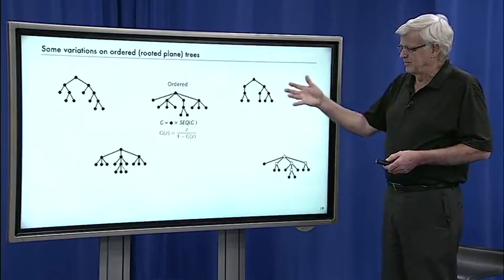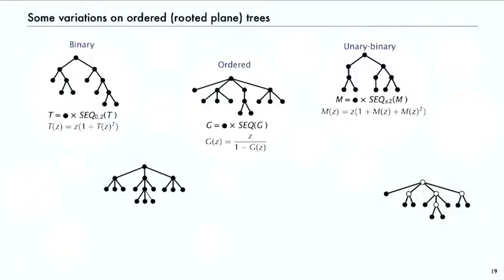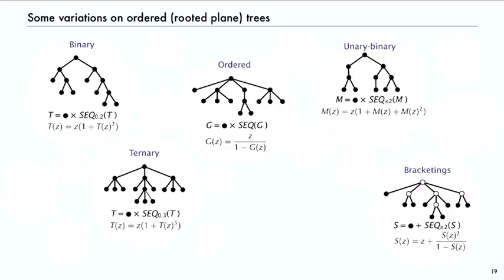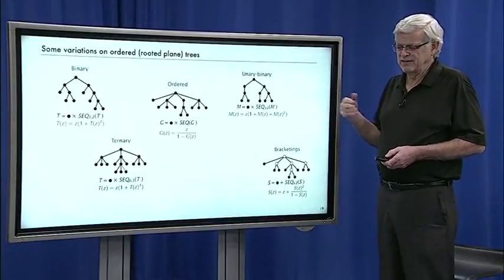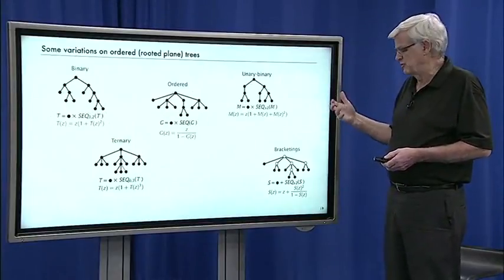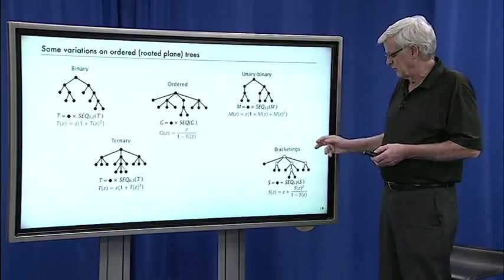So these are just some examples. Ordered tree we just talked about, ordered binary tree, or there's a thing called a unary-binary tree where you allow nodes to have 0, 1, or 2 children. Or you could have ternary or four-way trees, or whatever else you wanted. There's a thing called bracketings, which is a famous problem of Schroeder, where we disallow unary nodes. It's the opposite of unary-binary. A node has to have either 0 or greater than 2 children. And that's related to the number of ways you can parenthesize n variables.